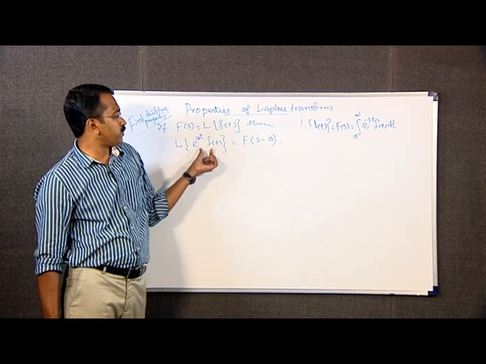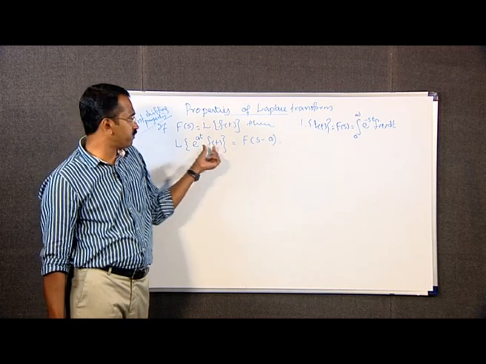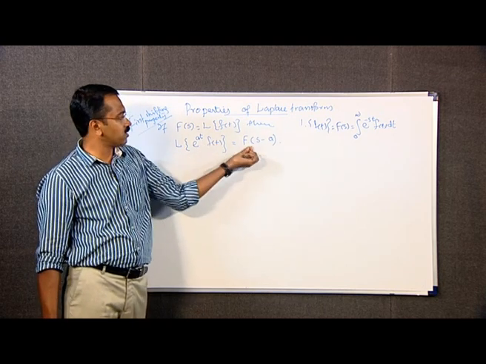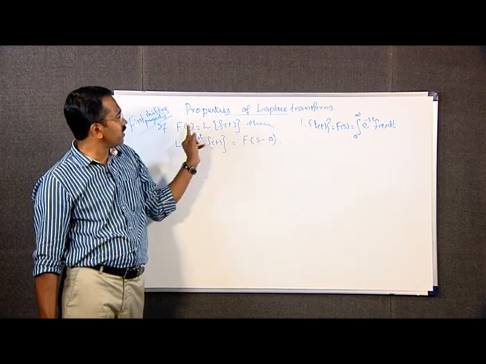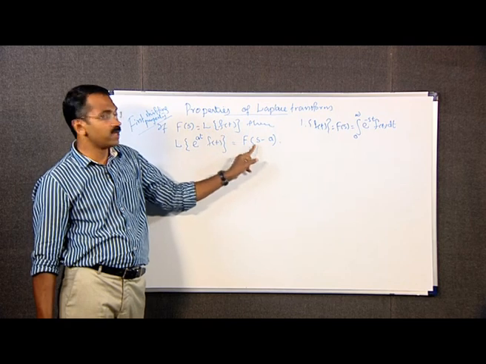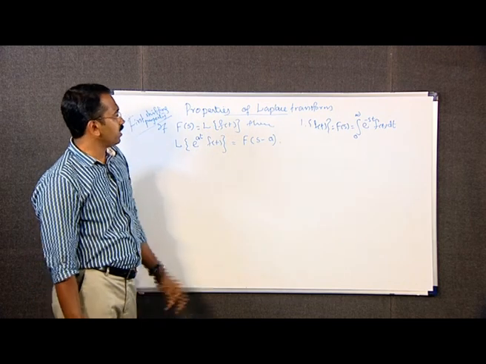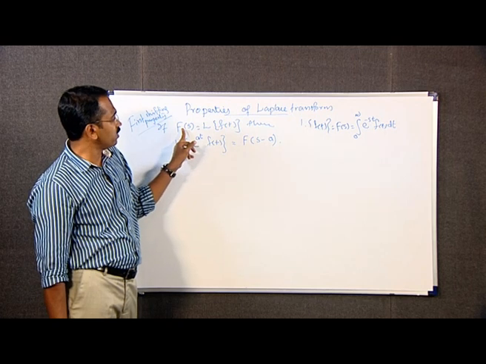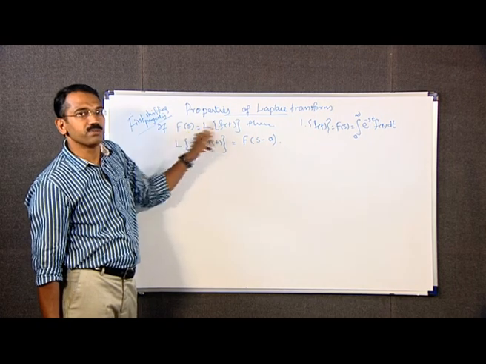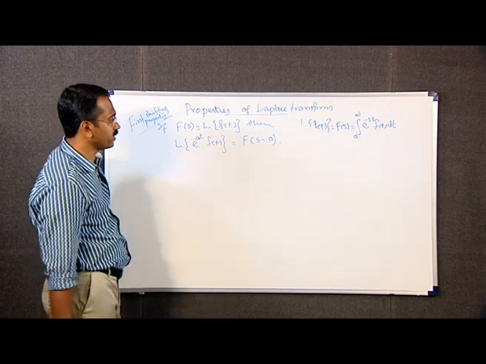That is, the Laplace transform of a function multiplied by e raised to a t is a function of s minus a. We just replace s in F of s by s minus a. Then we will get the Laplace transform of e raised to a t into f of t, where F of s is the Laplace transform of the function f of t.